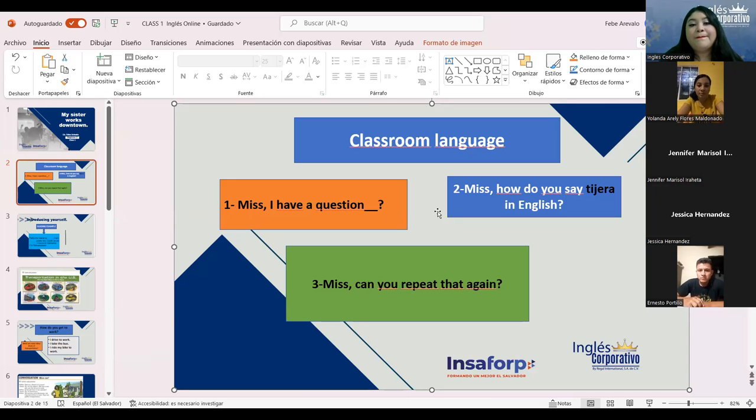And the other one, Miss, can you repeat that again? Siempre que usted tenga la necesidad o sienta que yo hablo muy rápido o usted sienta que se perdió en algo de lo que se estaba explicando, usted tiene el derecho de pedir que se le repita de nuevo algo. All right? So make sure you do it. Así que asegúrese de hacerlo porque no quiero que nadie se quede sin comprender algún aspecto.